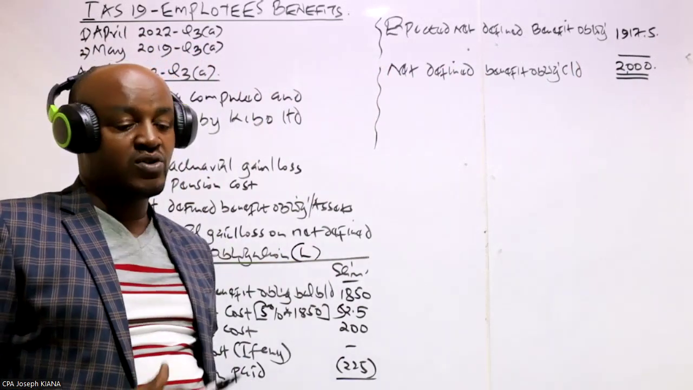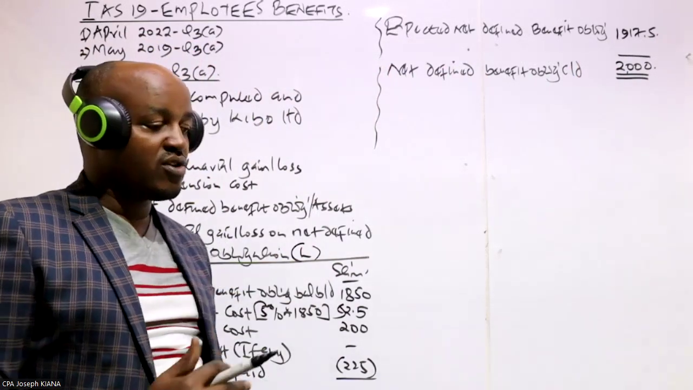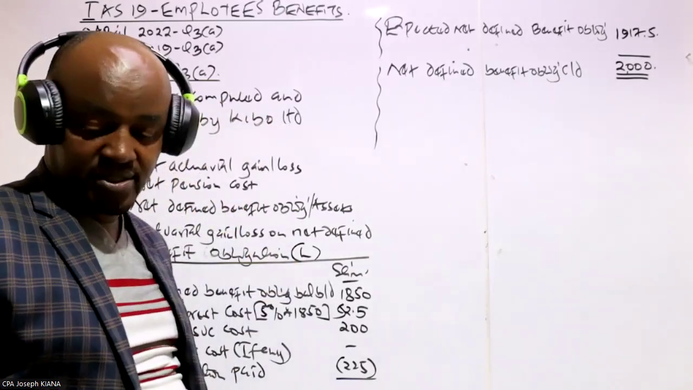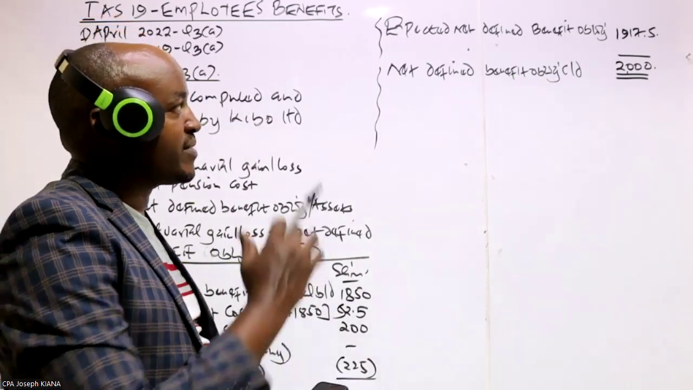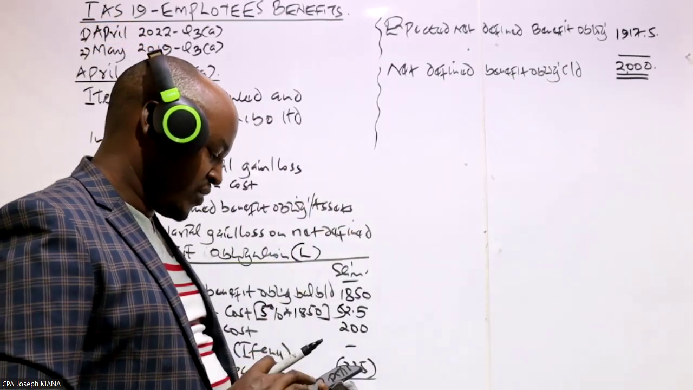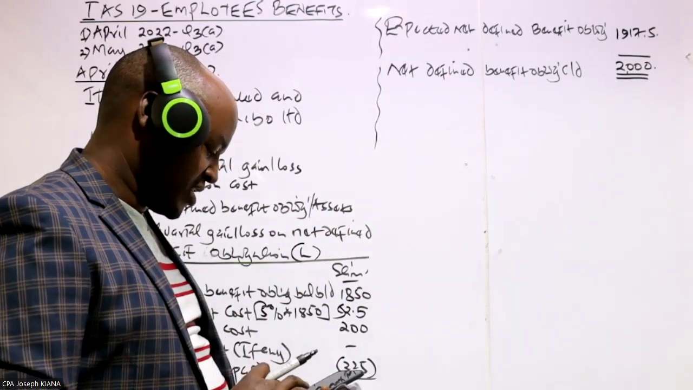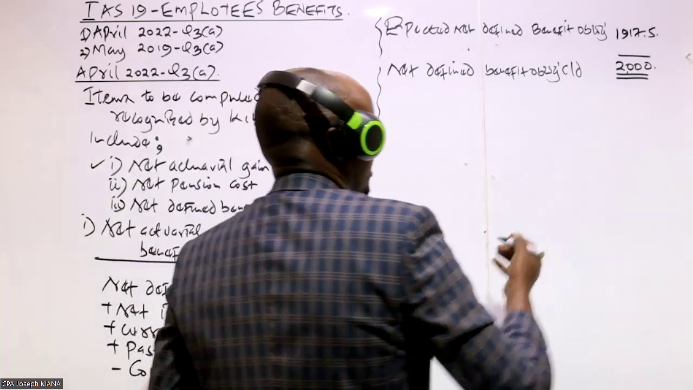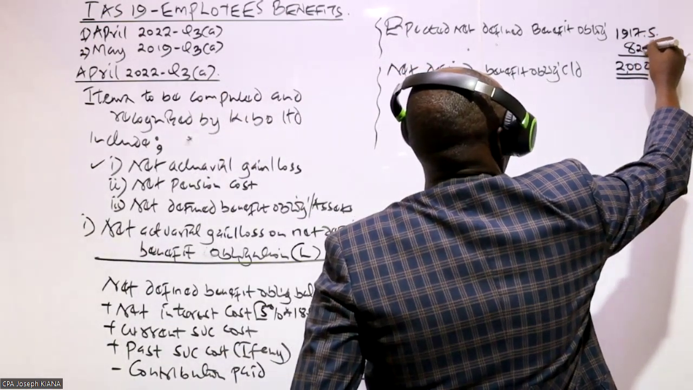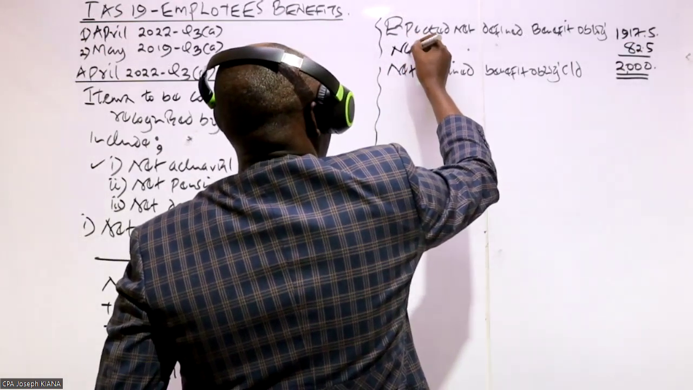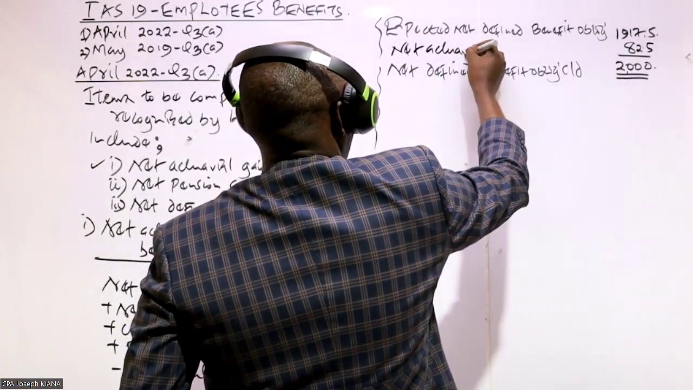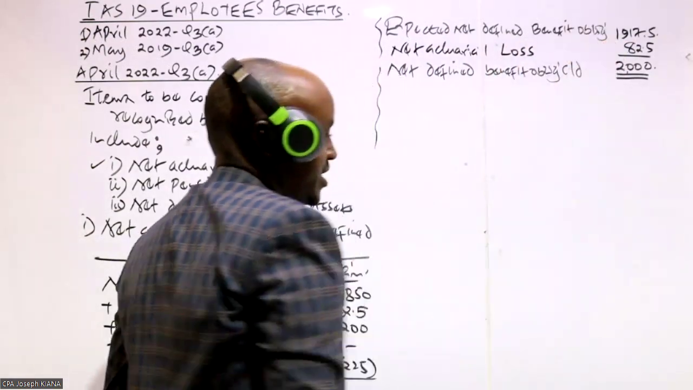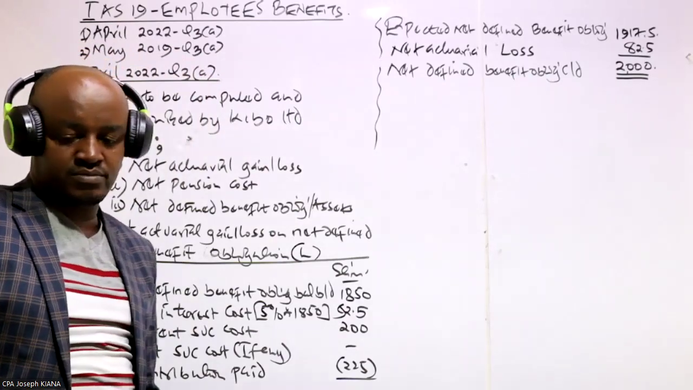An increase, because anytime the value of a liability increases it is a loss, but a decrease should be what? A gain. And in our case, this is an increase from 1917.5 to 2000. That is an increase, or basically the value of the liability increased here. This is therefore a net actuarial loss, simply because an increase in the value of liabilities is a loss.